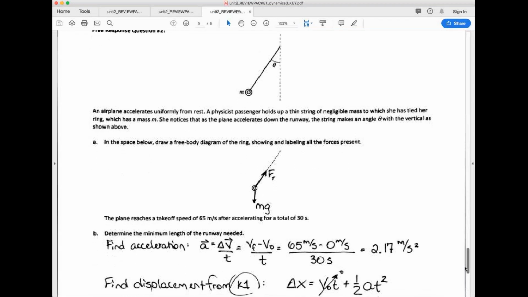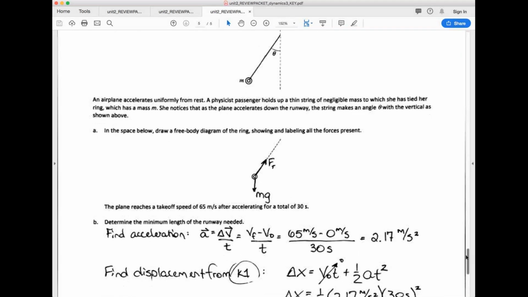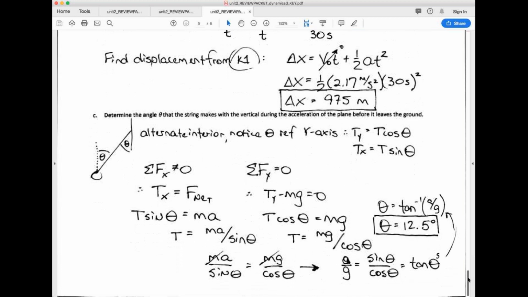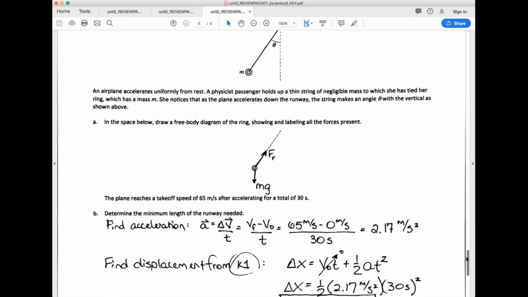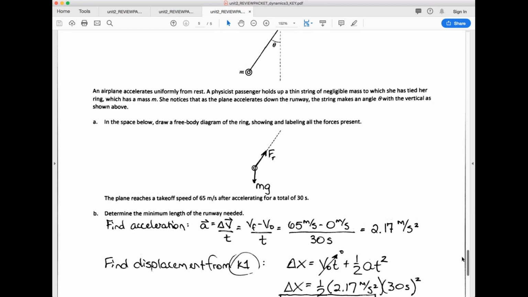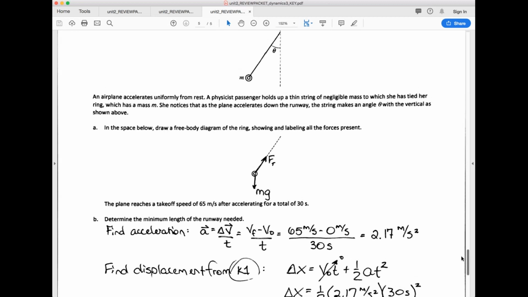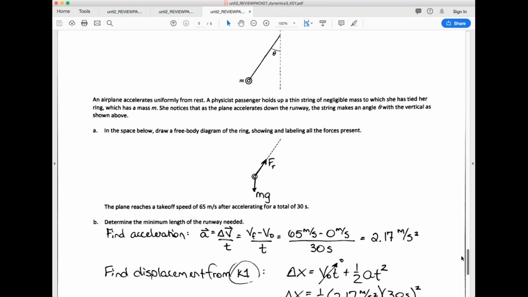Free response question number 2 is a bit of a tricky question. I can see how that was tough. So let me re-familiarize myself with the question. An airplane is accelerating and a physicist passenger holds up a thin string of negligible mass to which she has tied her ring, which has mass m. She notices that the plane accelerates on the runway. The string makes an angle theta as shown.